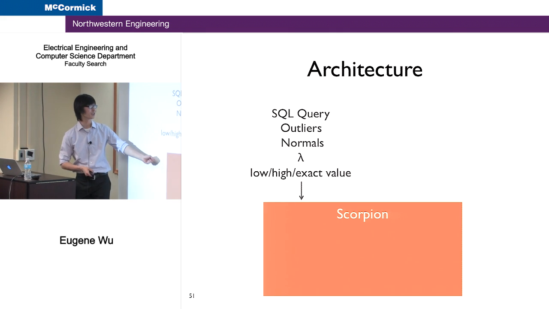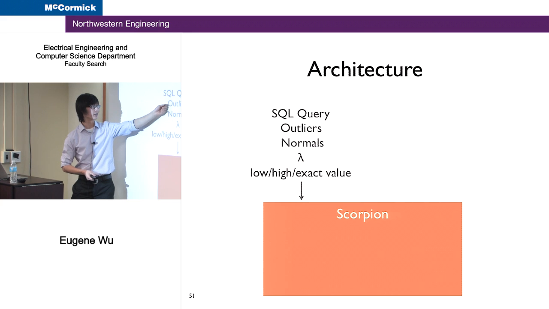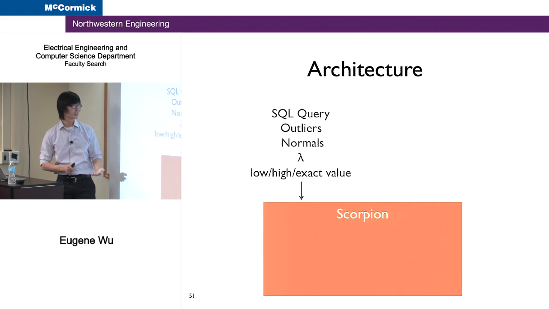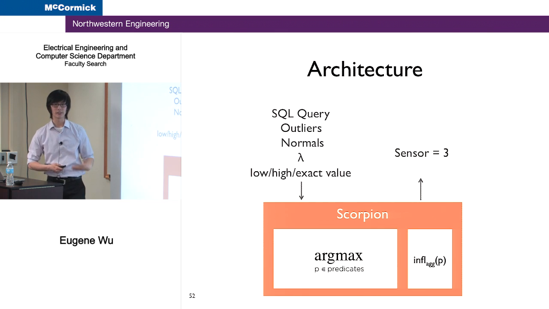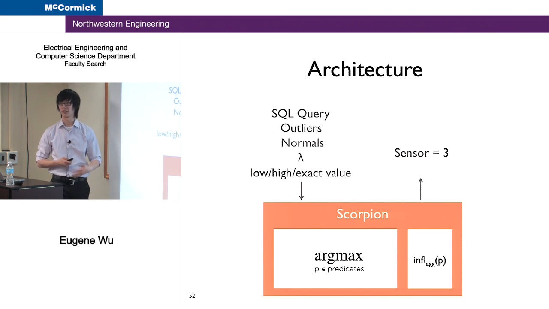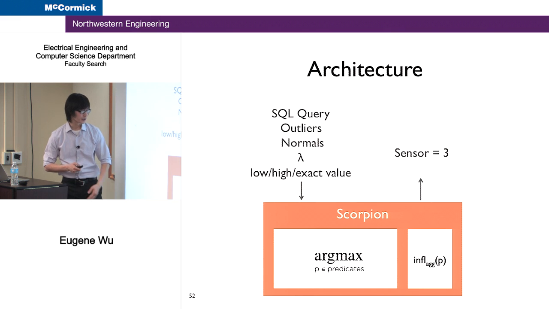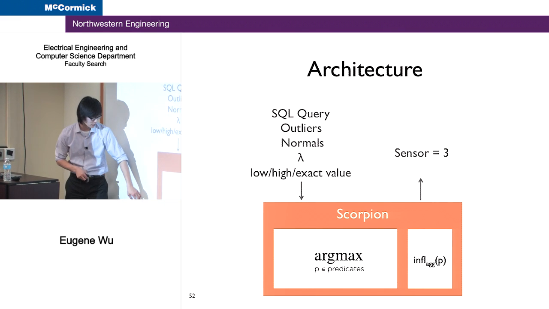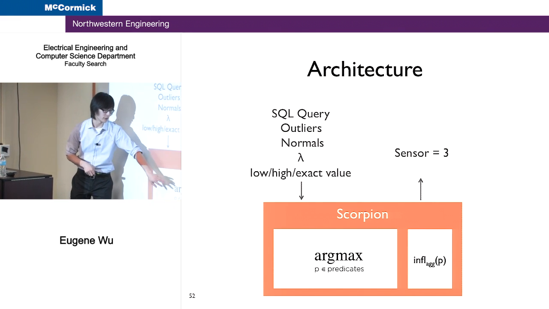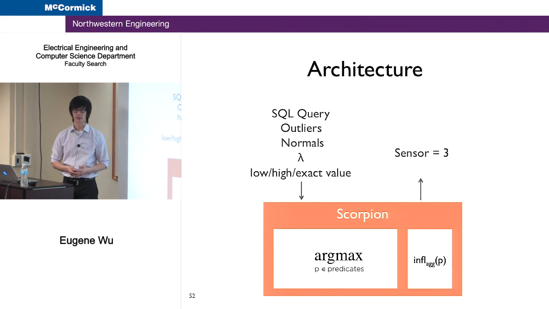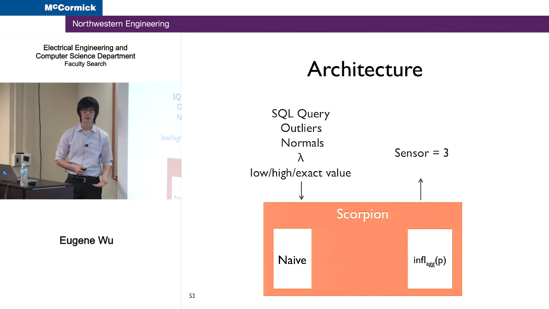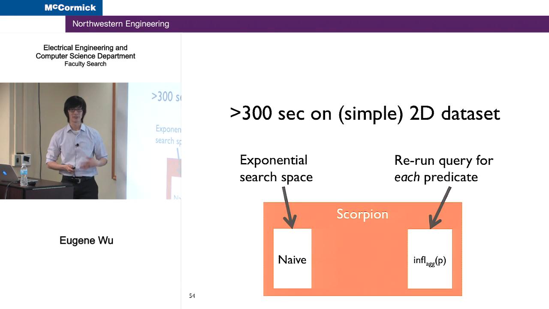Scorpion takes as input the original SQL query, a set of outlier and normal results, the lambda parameter, and a description of how these outliers are wrong. It solves the influential predicates problem in order to compute the optimal predicate. In the systems view, we split this into a search algorithm and a component to compute the influence score for a predicate. And of course, we all know that the naive algorithm that looks through one-dimensional, two-dimensional, three-dimensional predicates works for all cases. However, it's going to be very, very slow.